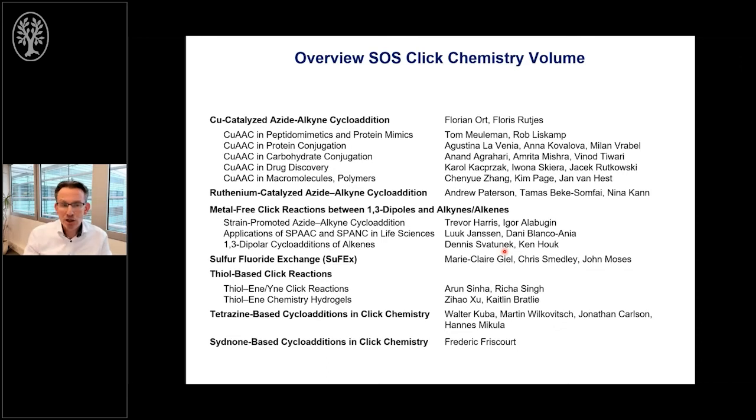Here you can actually see the different topics that we cover in the book. It is more or less also, I think, what chronologically happened over the years. There's a large part on copper-catalyzed azide-alkyne cycloadditions. That was followed up by metal-free reactions, and later on different variations occurred in the literature, and now they are more or less logically grouped, I think, in this volume. And then of course in the Science of Synthesis style, the reactions are accompanied by representative experimental procedures.